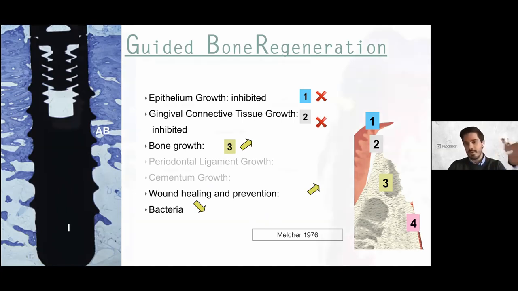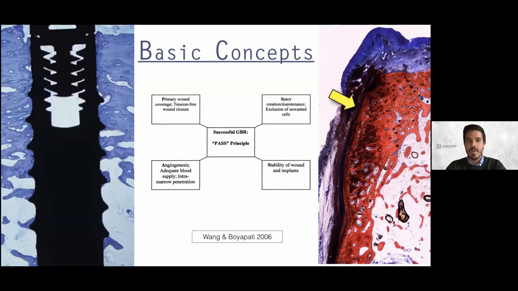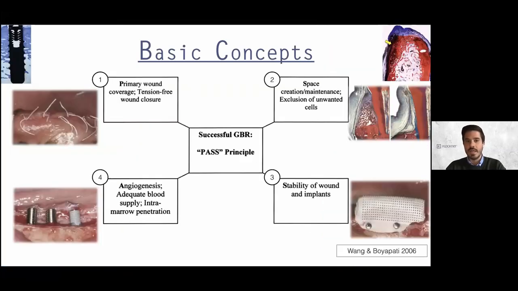But going deeper into this topic, the basic concept of guided bone regeneration could be summarized in four concepts. The first is primary wound healing or tension-free closure, the second is space creation and maintenance, the third is the stability of the blood clot, and finally, the fourth is angiogenesis.